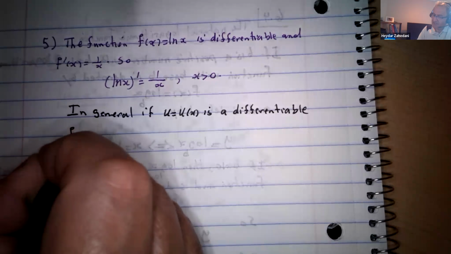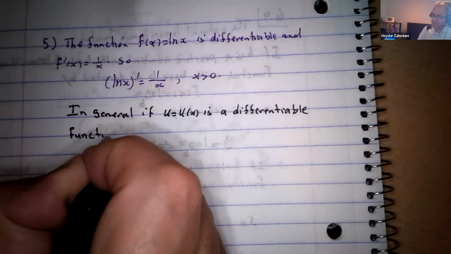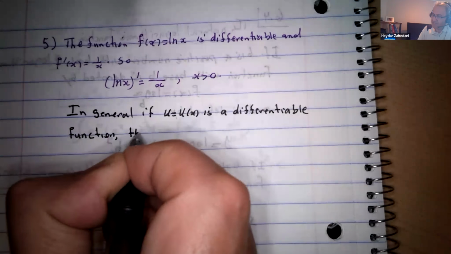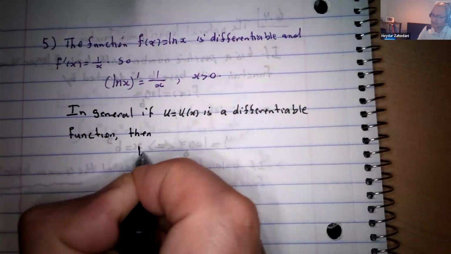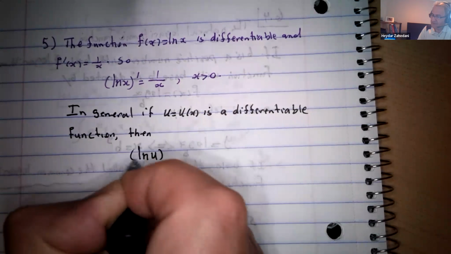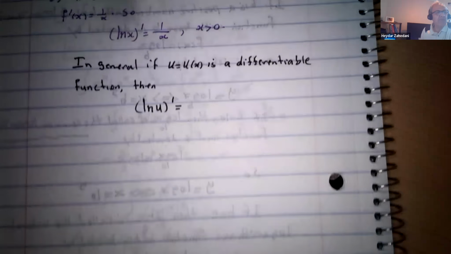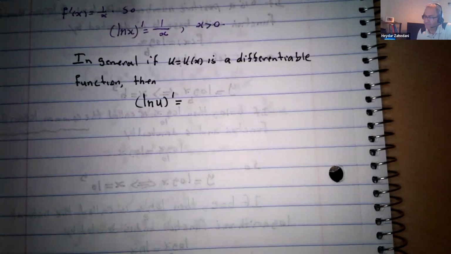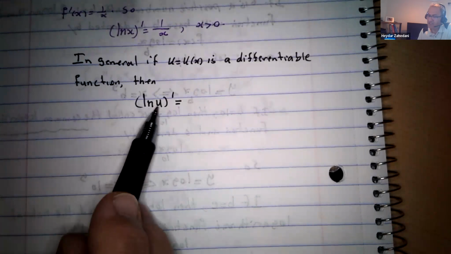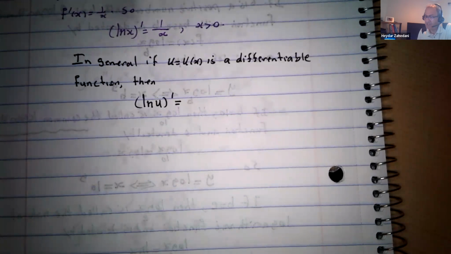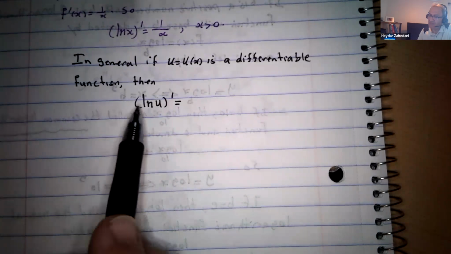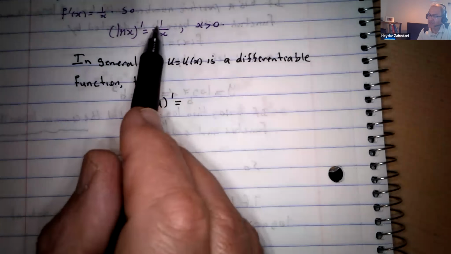For a differentiable function u, you have to apply the chain rule to ln u. For the chain rule, you have two functions, the ln function and the u function. According to the chain rule, it's going to be the derivative of the ln function, which is just 1 over u.